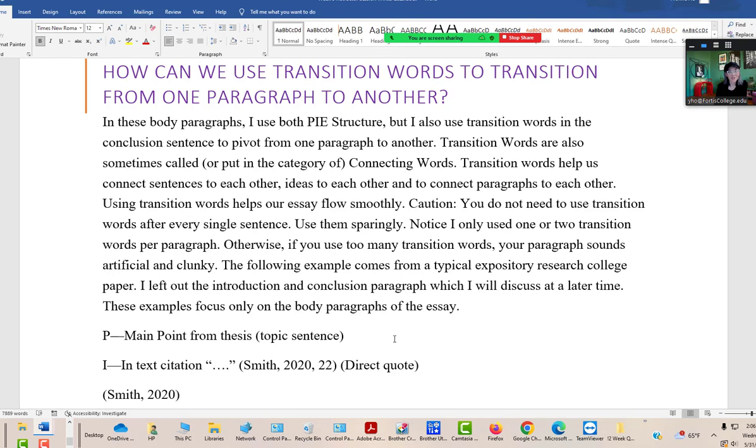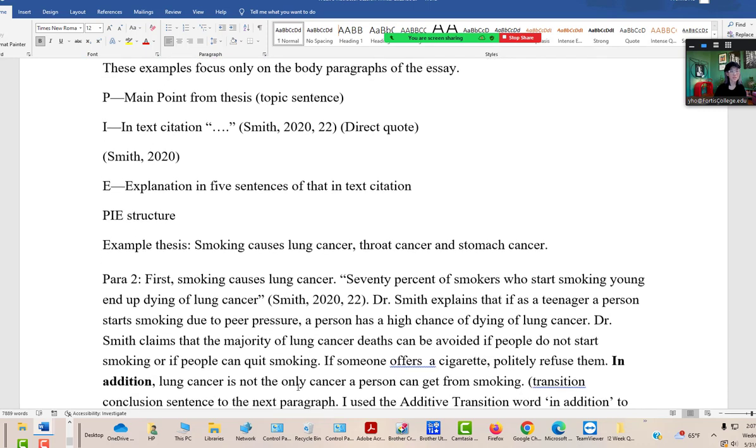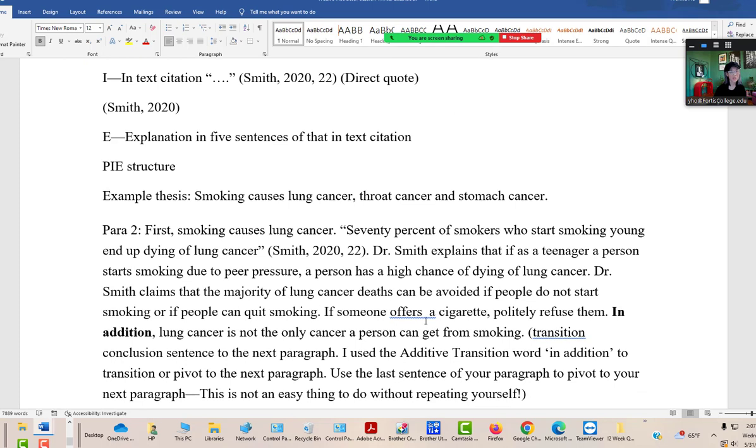And so you do not need to use transition words after every single sentence. Use them sparingly. Notice I use only 1 or 2 transition words per paragraph. Otherwise, if you use too many transition words, your paragraph sounds artificial and clunky. So here you have a typical pie structure paragraph.